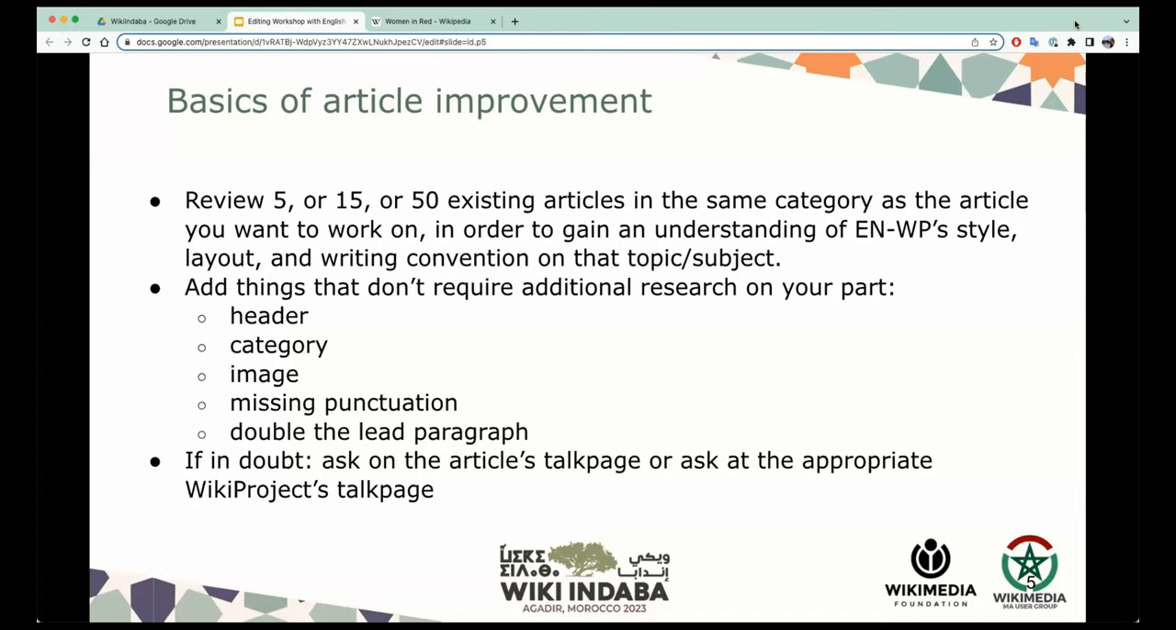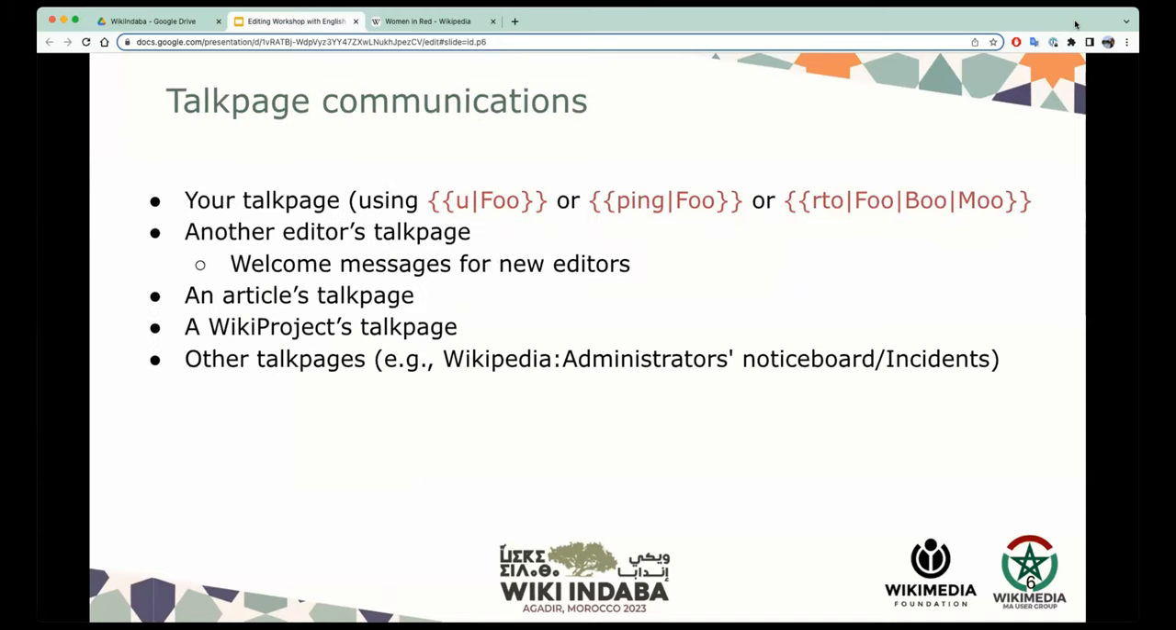If in doubt, write on the article talk page, I want to add this and I'm not sure about it, and somebody let me know what they think. So if you don't want to go to WikiProject Africa and ask, which is where I would suggest you do, ask on the article talk page. Even professionals do. Next slide.